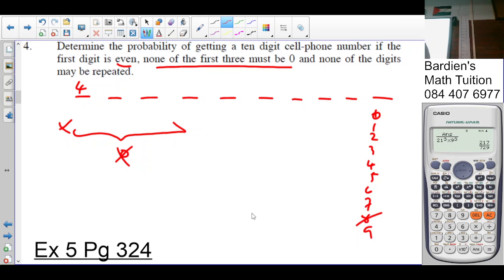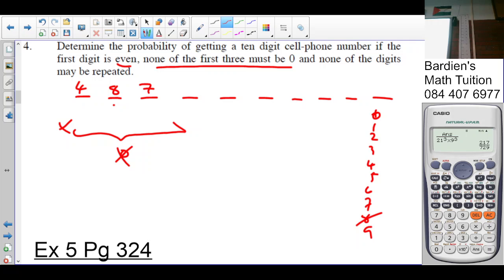Now, none of the digits may be repeated. So how many options do I have here? How many numbers can we choose from? 8. Why 8? Can't take 0. So it's 8. Then 7.